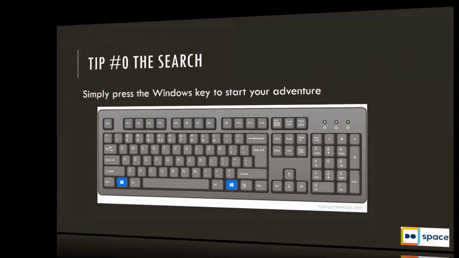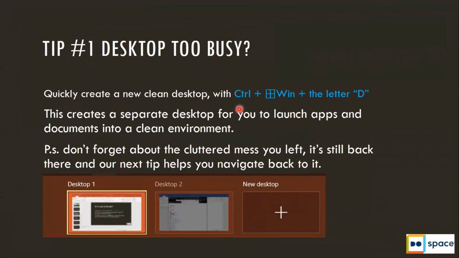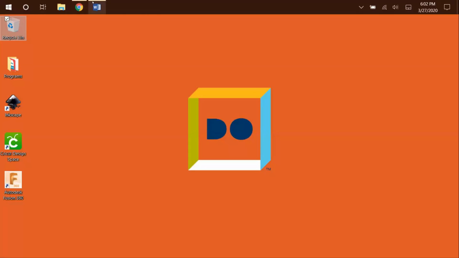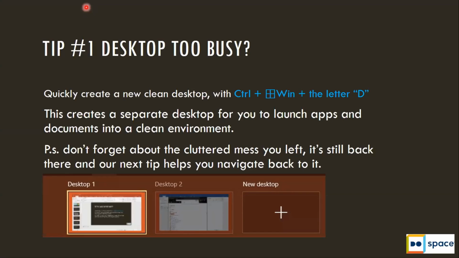And so the next tip, our actual first real tip, is how to create a little virtual desktop. I just illustrated that earlier. As you can see, we can go back to that desktop. It still has Microsoft Word up, but how you do that is simply by pressing the Control key, the Windows key, and then the letter D. What that will do is it'll give you a new, free, clean, fresh desktop.